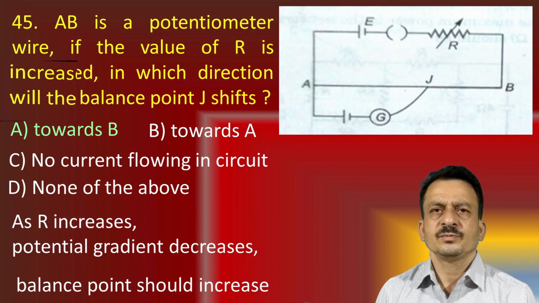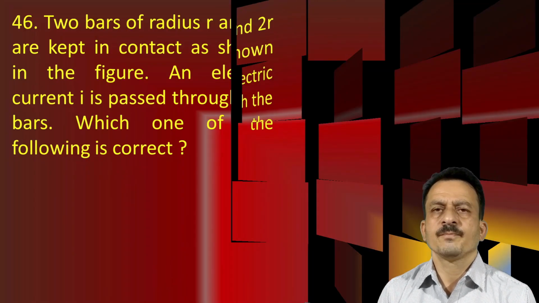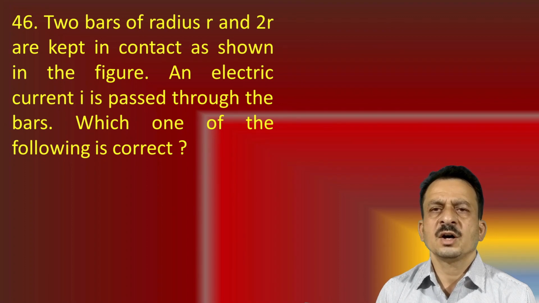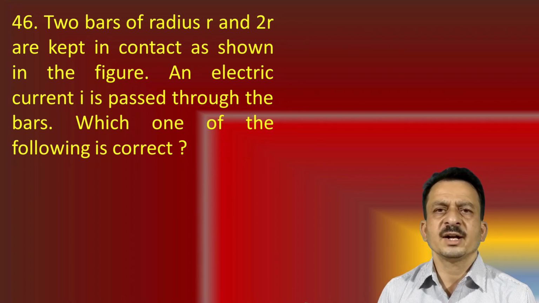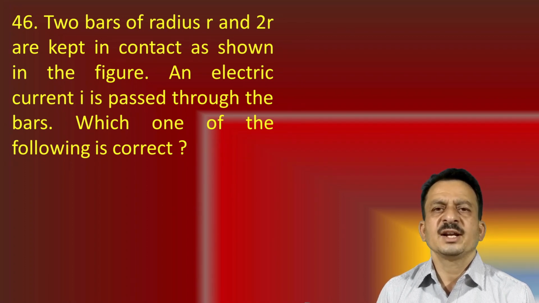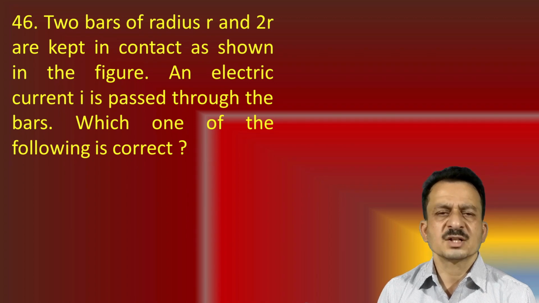Next problem. Two bars of radius R and 2R are kept in contact as shown in the figure. An electric current is passed through the bars. Which of the following is correct?